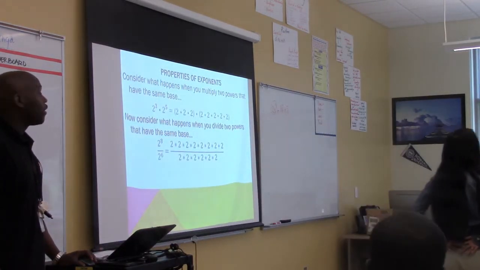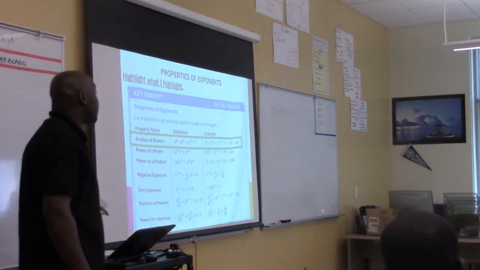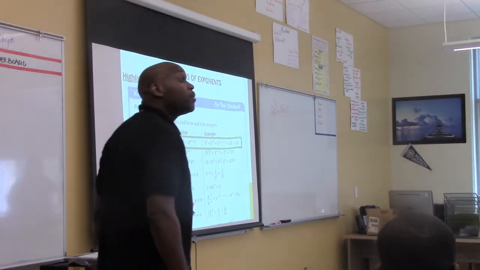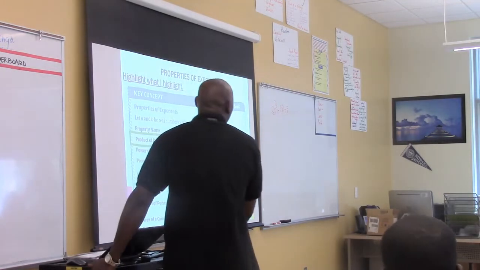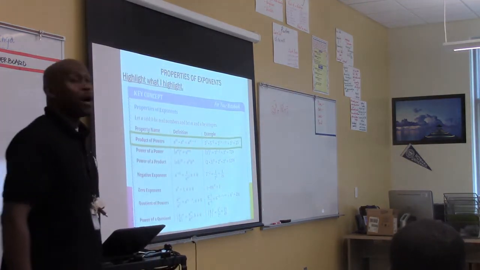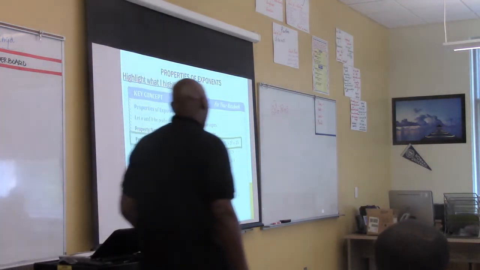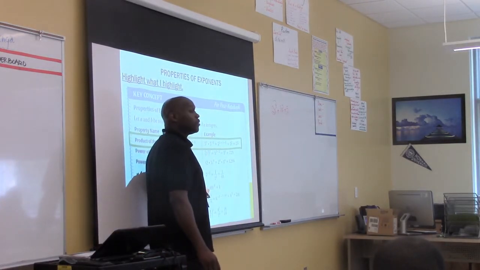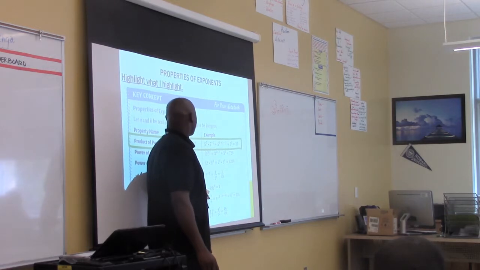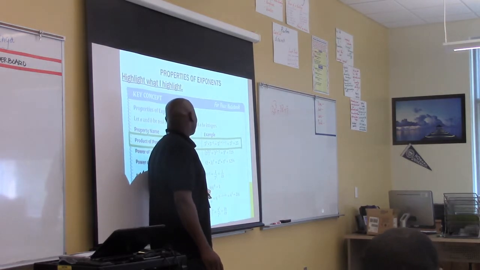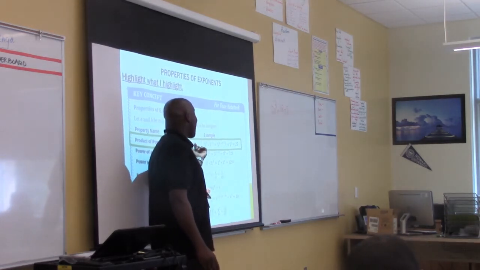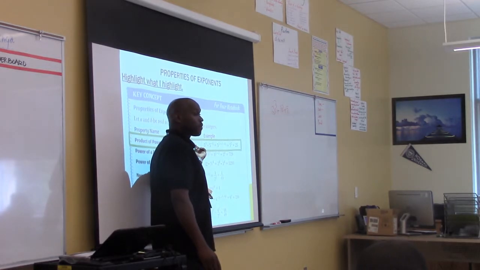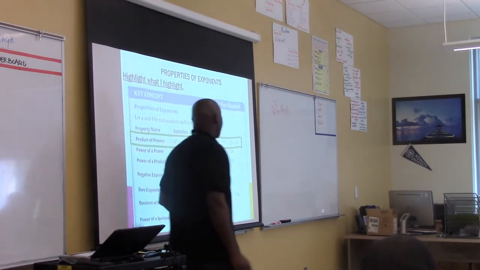All right, moving right along. Here we go. So here's the first one. It's called the product of powers. So when we have two terms, same base, different exponents, we add the exponents.